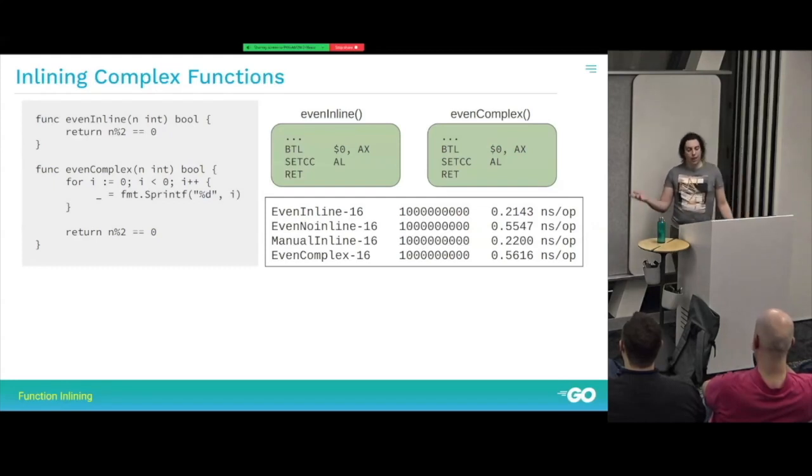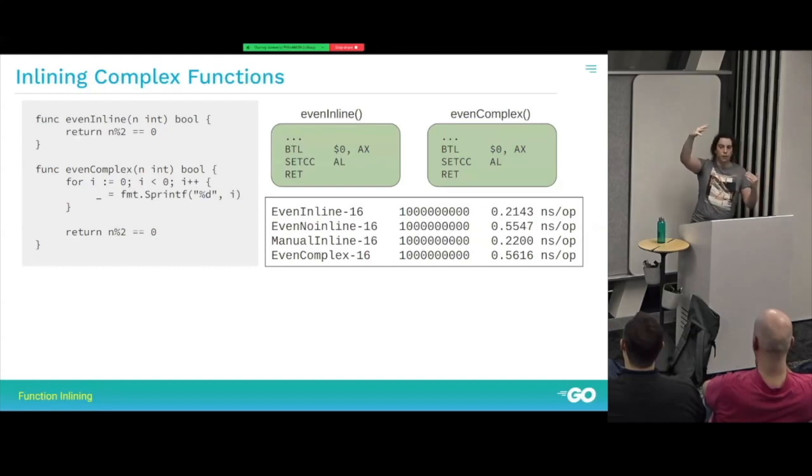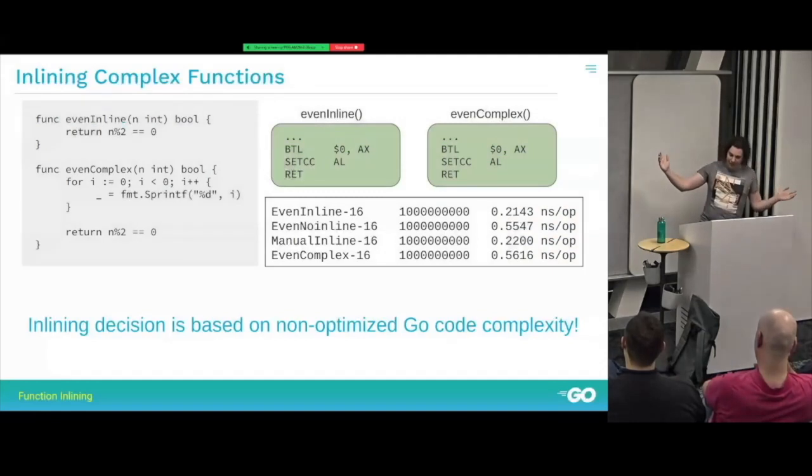Why? Because, as we said before, the compiler decides based on the complexity of the Go code that was actually written, in the very early stage. So it doesn't know yet that the for cycle will never execute. It sees, yeah, there is some for cycle, there is some call in that for cycle, that will be probably expensive. I won't inline this. So yes, the inlining decision is based on non-optimized Go code. So basically on the code you write.